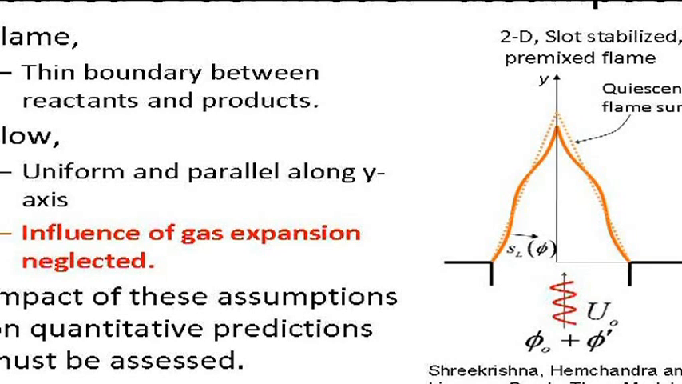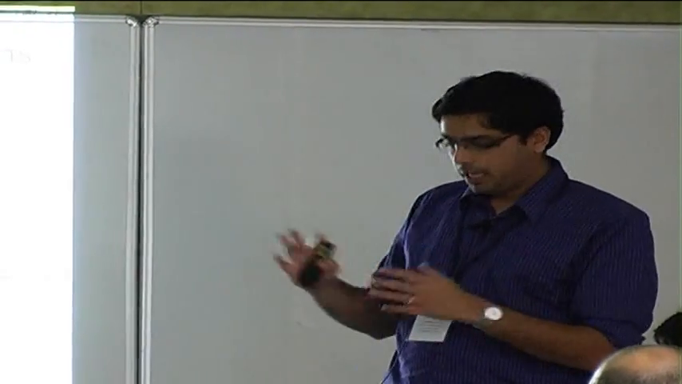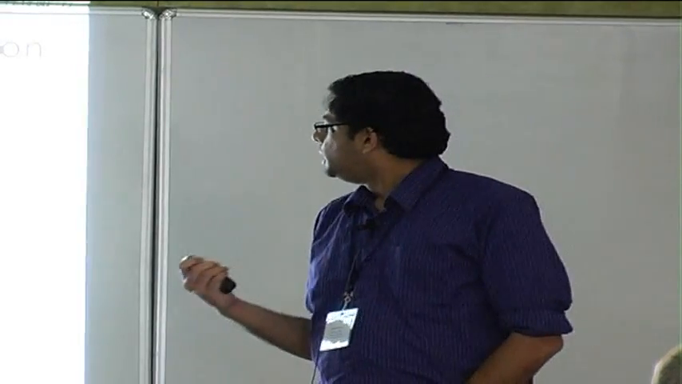And for what I'm going to show in this presentation, the flow will be assumed to be uniform and parallel along this y-axis, and we'll neglect the influence of gas expansion at the flame. So what this basically means is the flame sees the flow, and whatever there is in the flow, but the flow itself doesn't get affected by the flame. So in a sense, it's a one-way coupled model. And this makes the mathematics sufficiently simple so that at times we can even get analytical solutions, which would then be needed for using in things like active control and other applications.